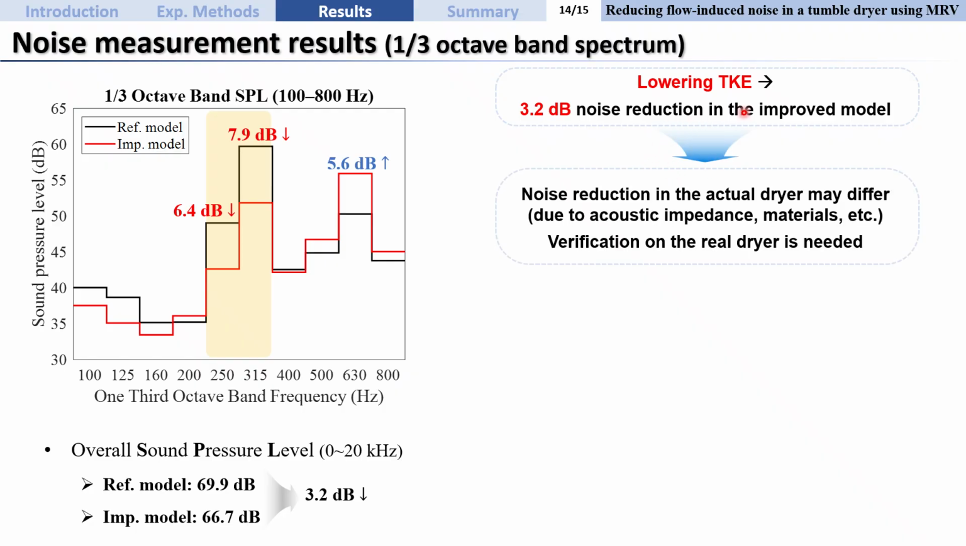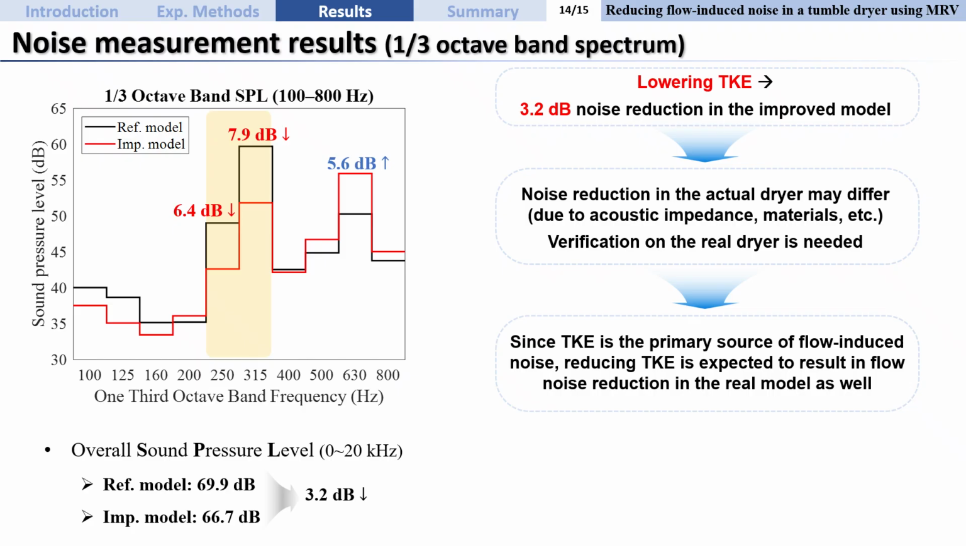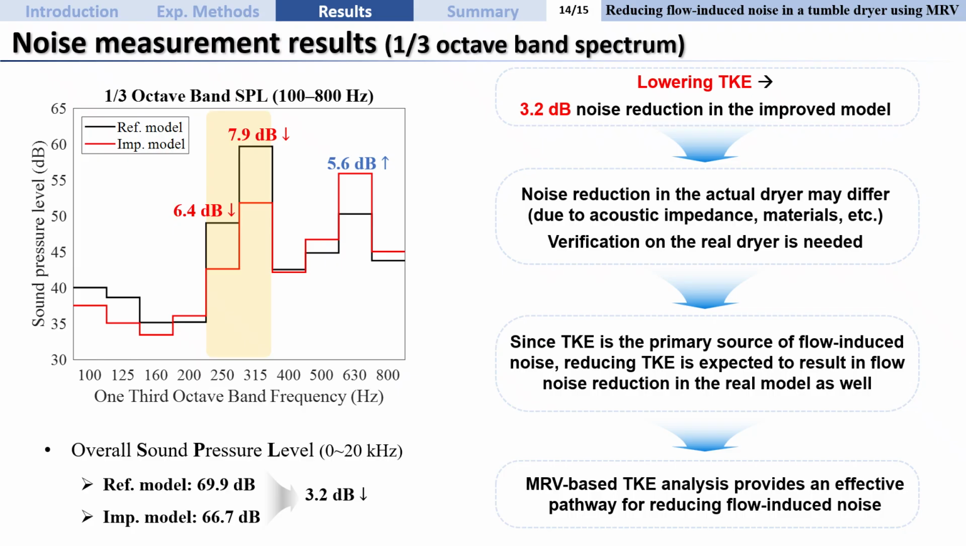So by lowering the TKE through MRV-based analysis, we achieved a 3.2 decibel noise reduction in the model. However, the noise reduction in the actual dryer may differ due to factors like acoustic impedance and materials. Therefore, the verification on the actual dryer is needed. And since TKE is the primary source of flow-induced noise, reducing TKE is expected to result in flow noise reduction in the real model as well. So the MRV-based TKE analysis provides an effective pathway for reducing flow-induced noise.